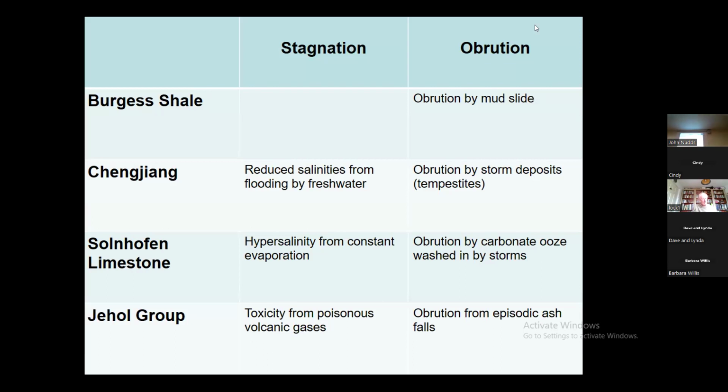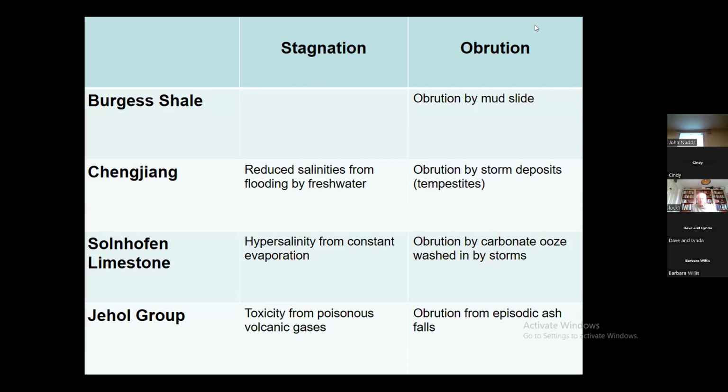You remember I said at the start that these sites were either stagnation or obrution. Well, the only one that's really obrution on its own is Burgess, where we got obrution, burial by the mudslide, and it was the mudslide that killed the animals.